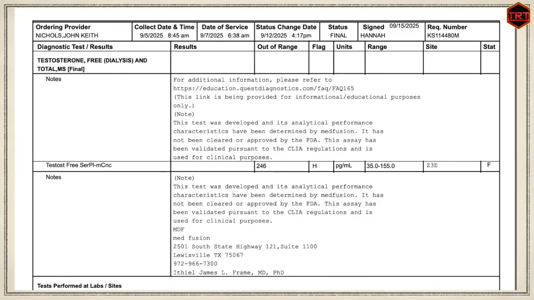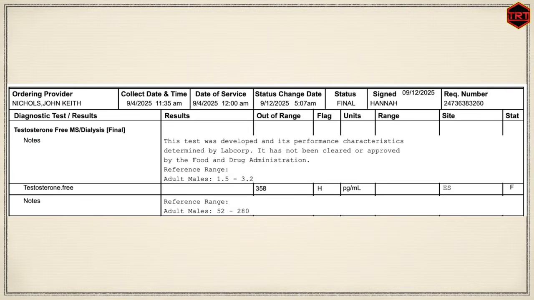This is the normal range for free testosterone utilizing equilibrium dialysis at Quest Diagnostics, and that normal range is 35 to 155 picograms per milliliter or 3.5 to 15.5 nanograms per deciliter. This normal range was internally derived, therefore, there is no information about the health status or the total testosterone levels in these men. This is the normal range for free testosterone utilizing equilibrium dialysis at LabCorp. Like Quest Diagnostics, it was internally derived, therefore, there is no information about the health status or the total testosterone levels in these men, and the normal range at LabCorp is 52 to 280 picograms per milliliter or 5.2 to 28 nanograms per deciliter.